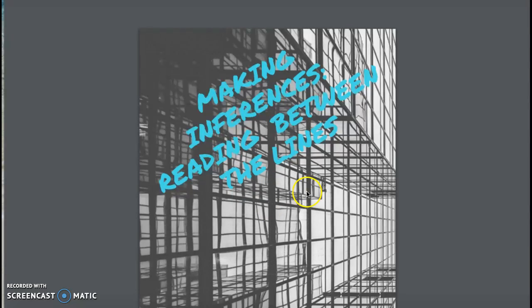So I created a book cover for my unit on making inferences and reading between the lines, and I decided to use this picture, which depicts New York buildings, but you really can't see that in terms of this perspective.